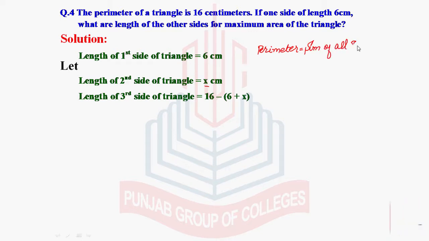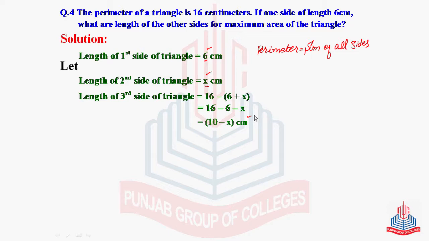As we already know, the perimeter is the sum of all sides, and the sum of all sides is given, which is 16. One side is also given, which is 6, and we suppose the second side is x, so we can calculate the third side of the triangle, which is 16 minus 6 minus x, which is 10 minus x. So these are our three sides: one is 6, second is x, and the third is 10 minus x.